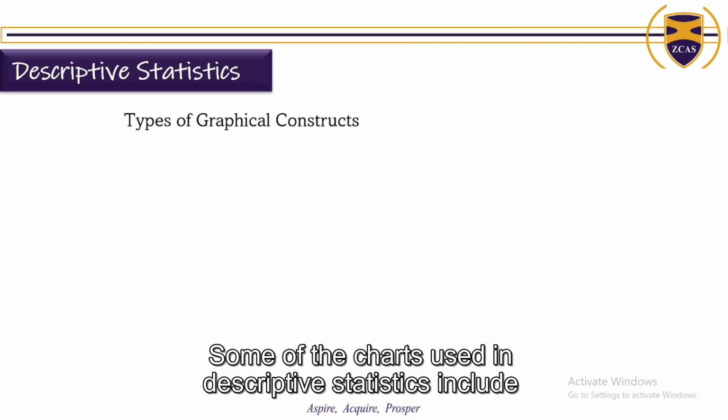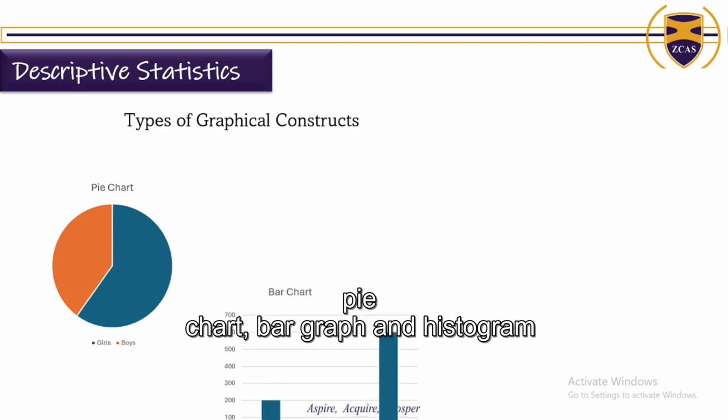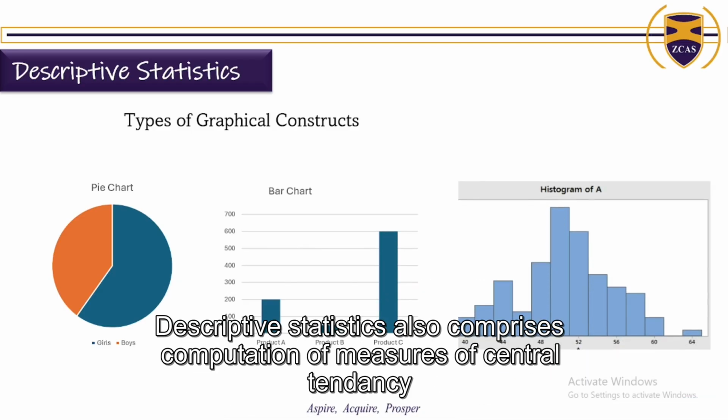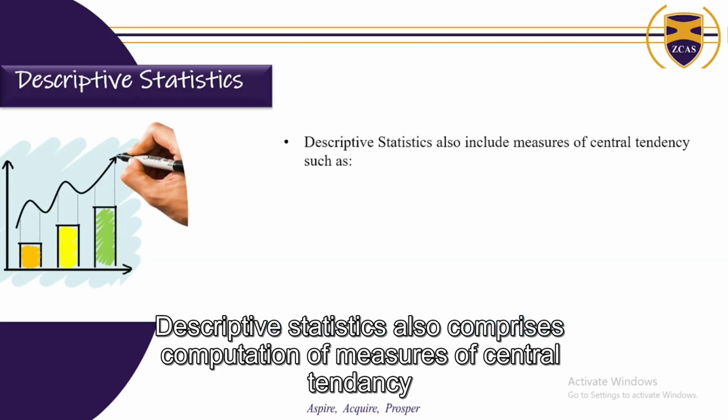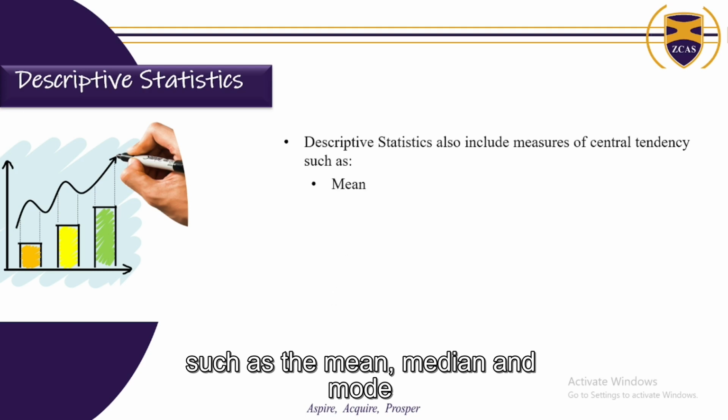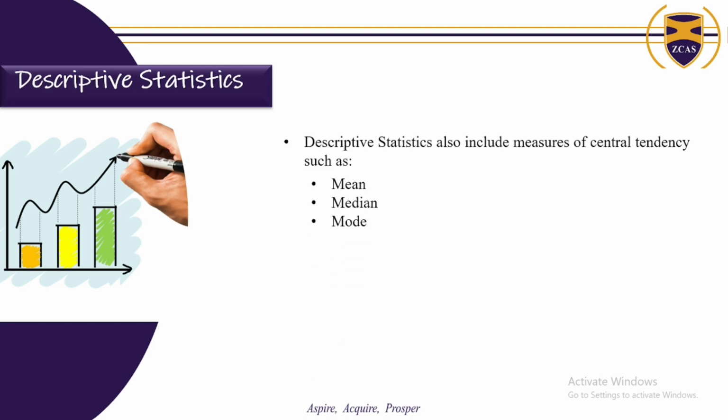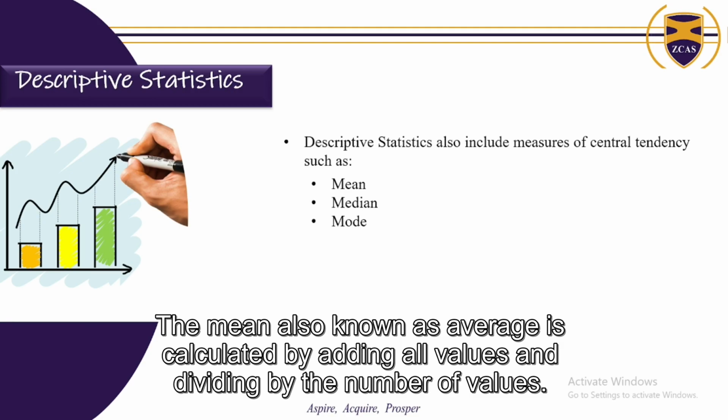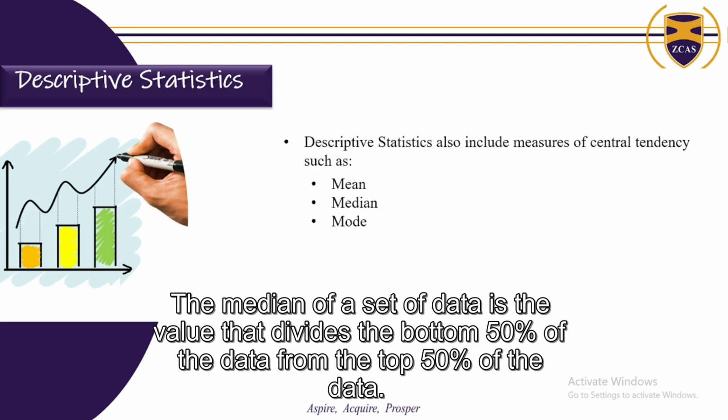Some of the charts used in descriptive statistics include pie chart, bar graph, and histogram. Descriptive statistics also comprises computation of measures of central tendency, such as the mean, median, and mode. The mean, also known as average, is calculated by adding all values and dividing by the number of values. The median of a set of data is the value that divides the bottom 50% of the data from the top 50% of the data.